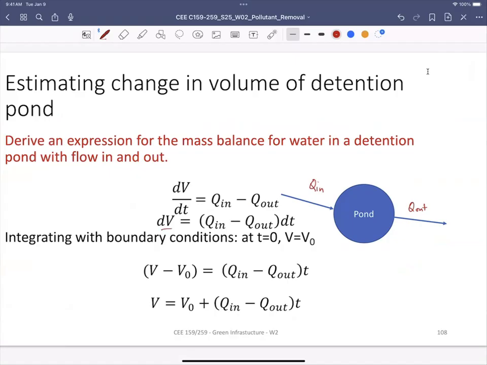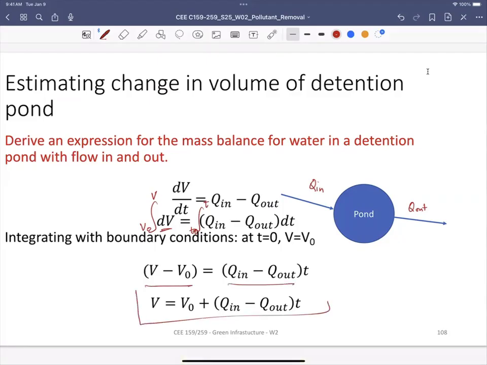So if you solve this one, dV equals (Q in minus Q out) times dt, and integrating with the boundary conditions where the initial volume was V0 and the final volume was V, at time equal to 0 and time equal to T, then you can integrate dV, and the integration is this by this.